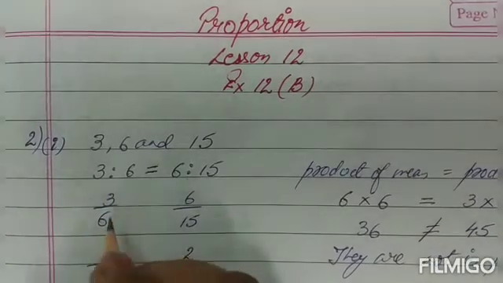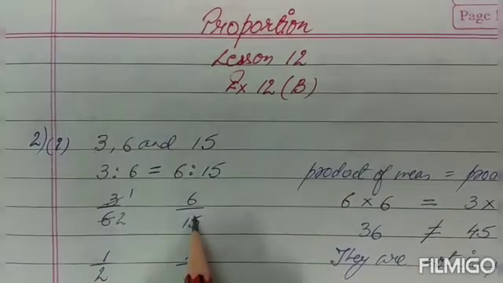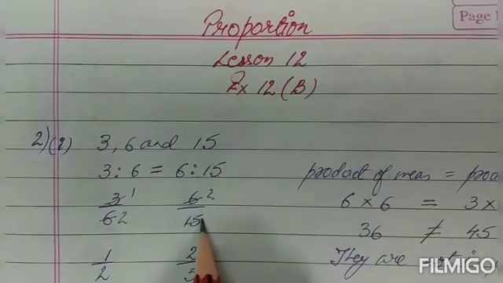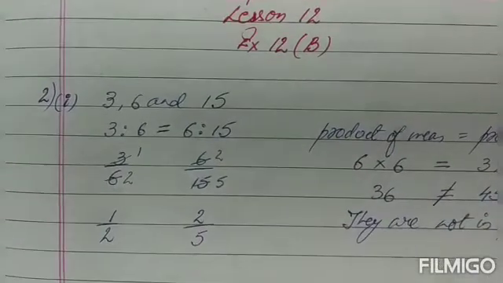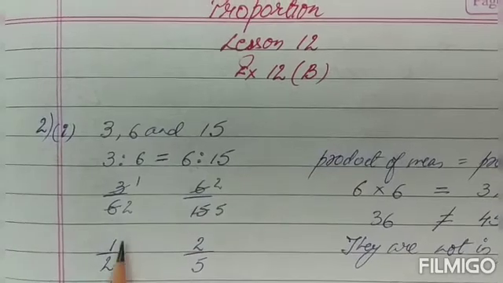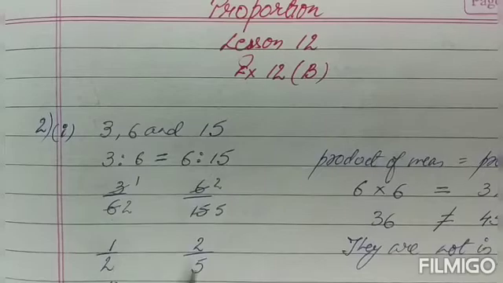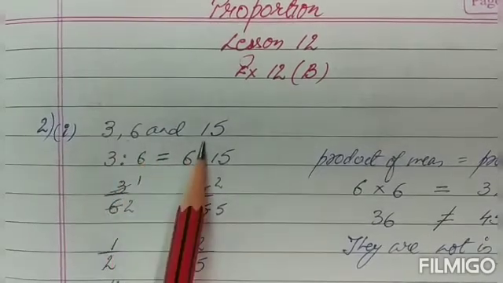I can reduce this. 3 1s are 3 and 3 2s are 6. Over here also I can reduce by 3. 3 2s are 6, children, and 3 5s are 15. Now my answer has come as 1/2 and 2/5. Now, as we see that we have come across different answers over here, both the answers are not matching with each other. That means these numbers are not in proportion.